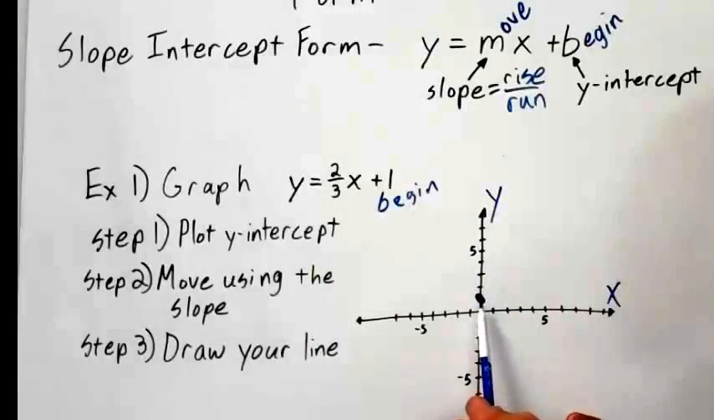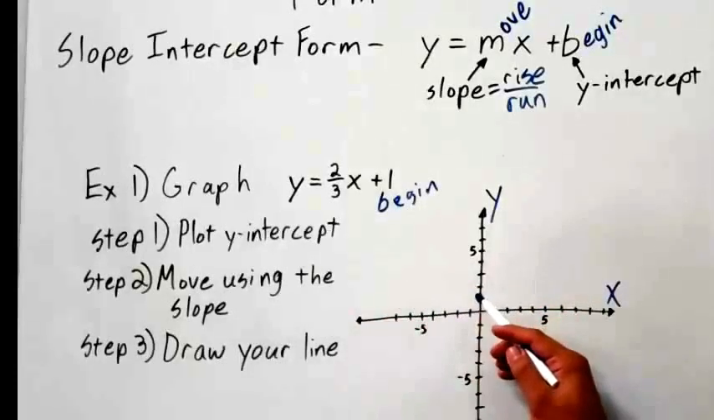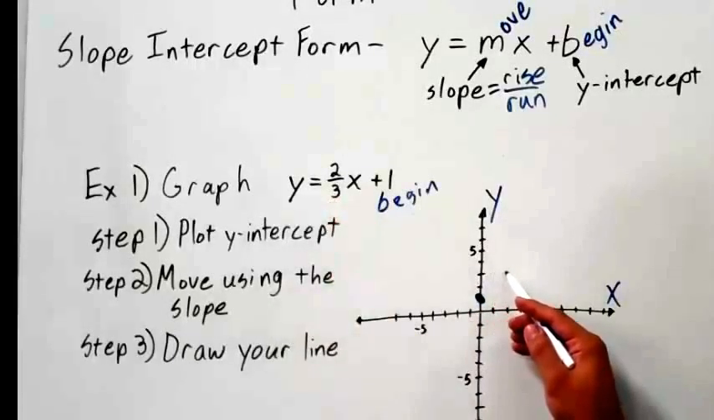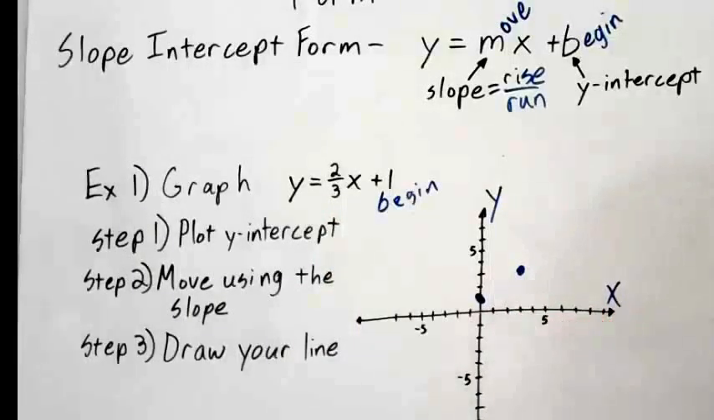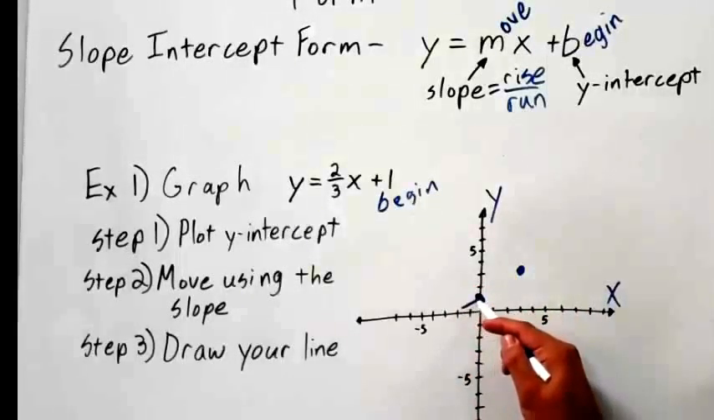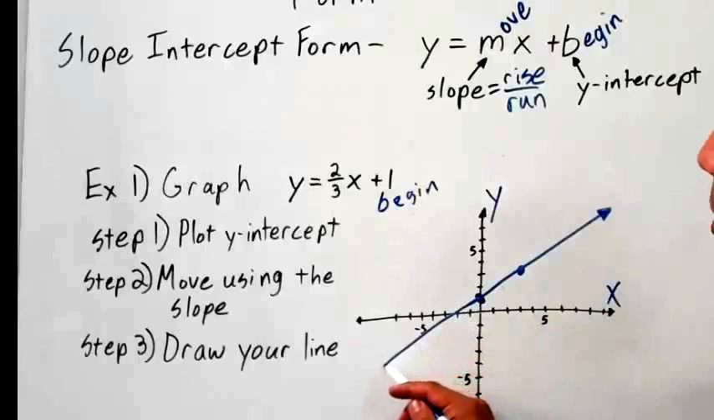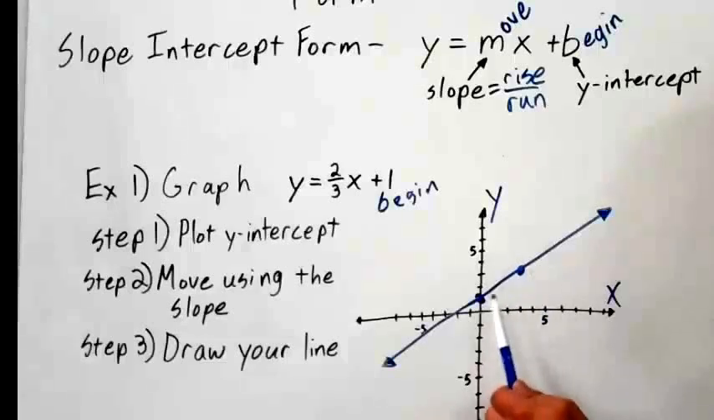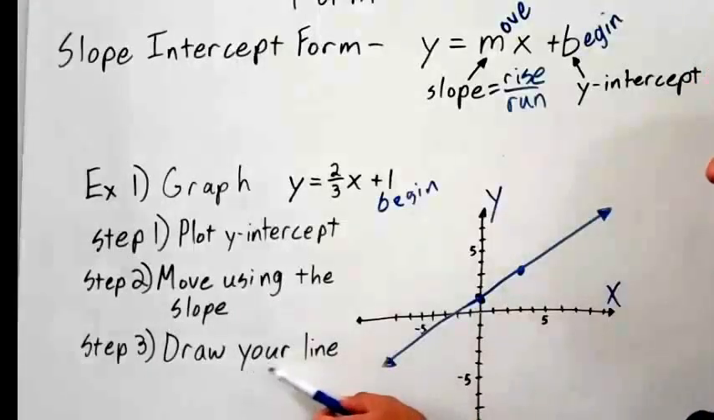We run and rise the same exact way on the number line. Since it's positive, we're going to go up 2, 1, 2, and then we're going to run 3. So 1, 2, 3, and there is my second point. As long as you have 2 points, that's enough to draw a line. It doesn't have to be a perfect line, but as long as your line goes through the 2 points that you drew, and your 2 points follow the rules that we just did, those 3 steps. So I just did step 3, which is draw your line.